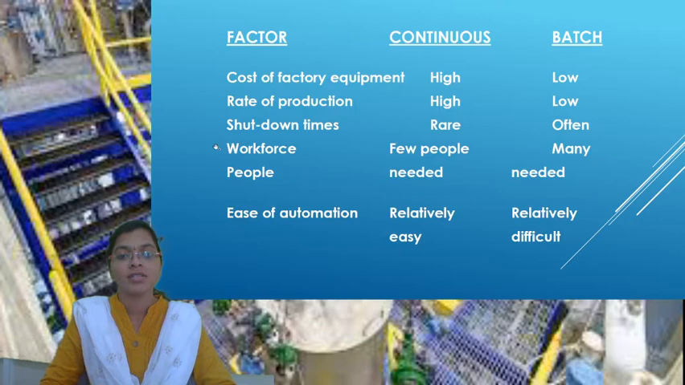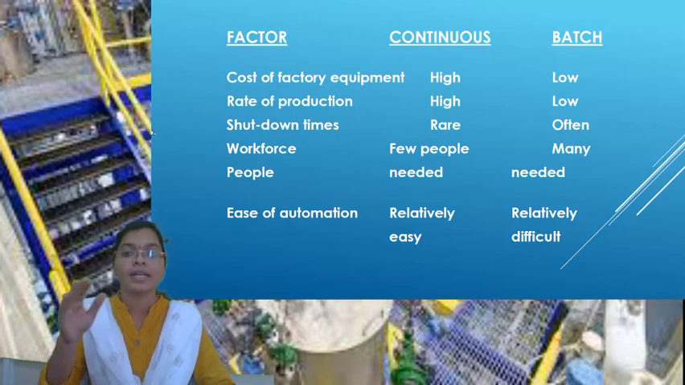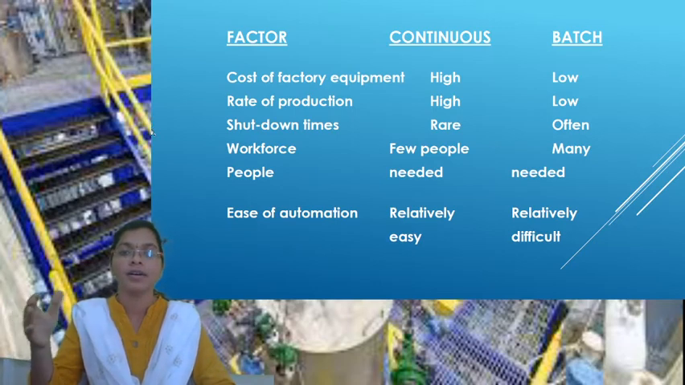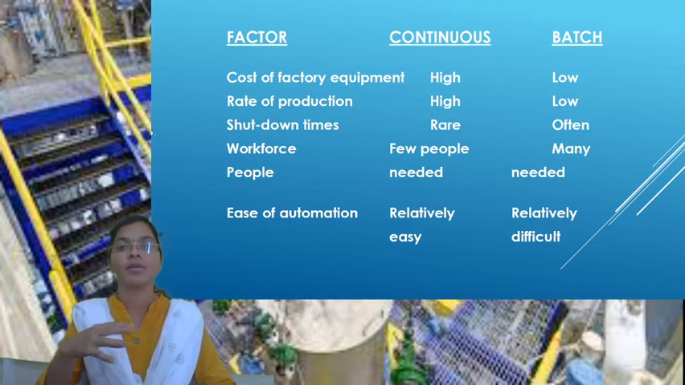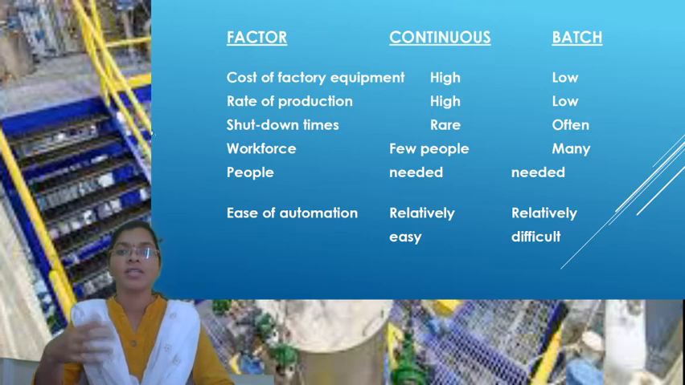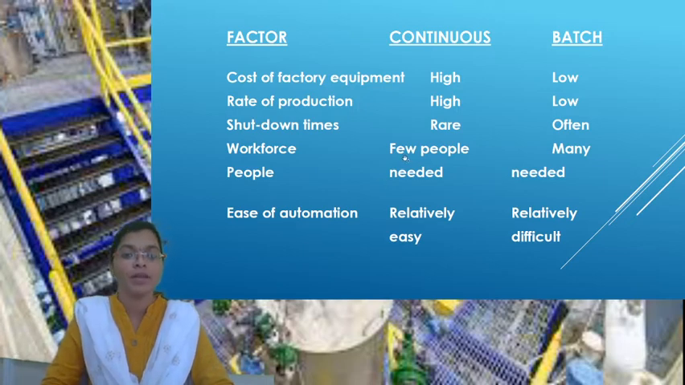So workforce. Here in the continuous process, everything is done in an automatic way. Automatically it will generate the output; in order to control that particular parameter, it will measure, compare, and control the entire process continuously in an automatic way. So there is no human involvement there. So the workforce will be a few people.